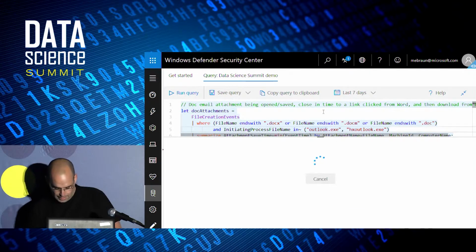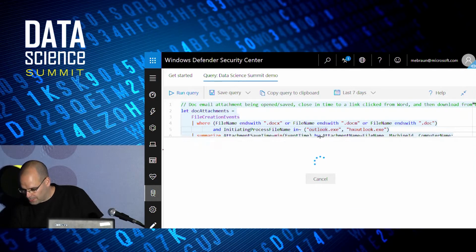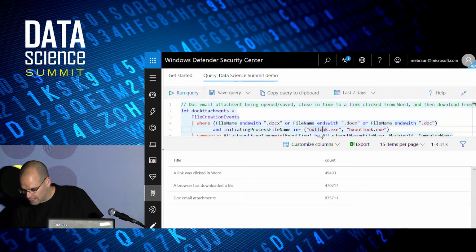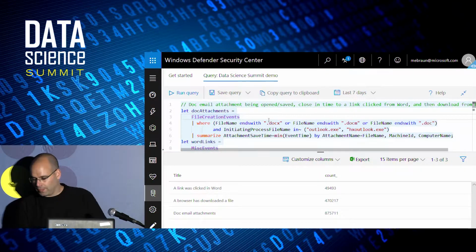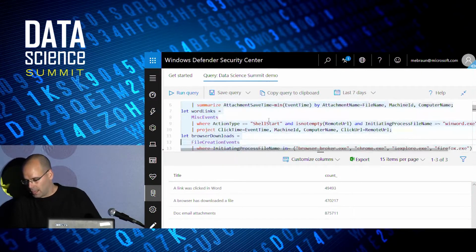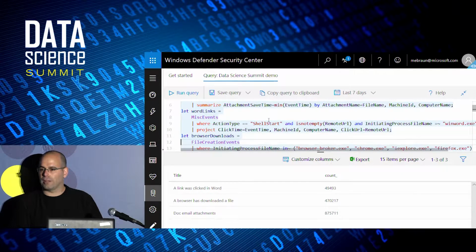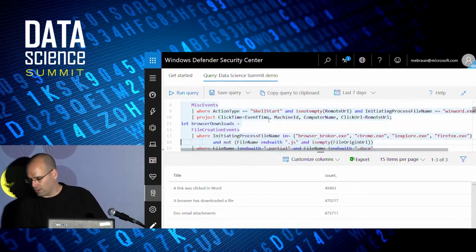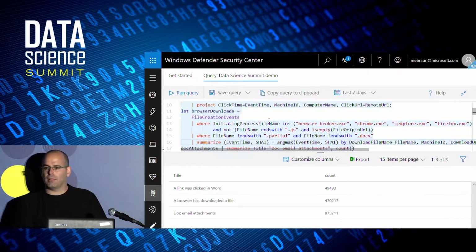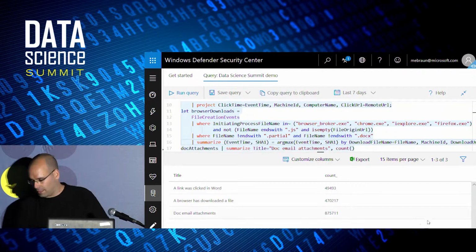Okay, so let's run this query. What we basically see in this query is that we query for 3 separate events. One is document attachments to email. The other one is URLs opened from WinWord, from Microsoft Word. And the third one is browser downloads. Okay, 3 very noisy signals.